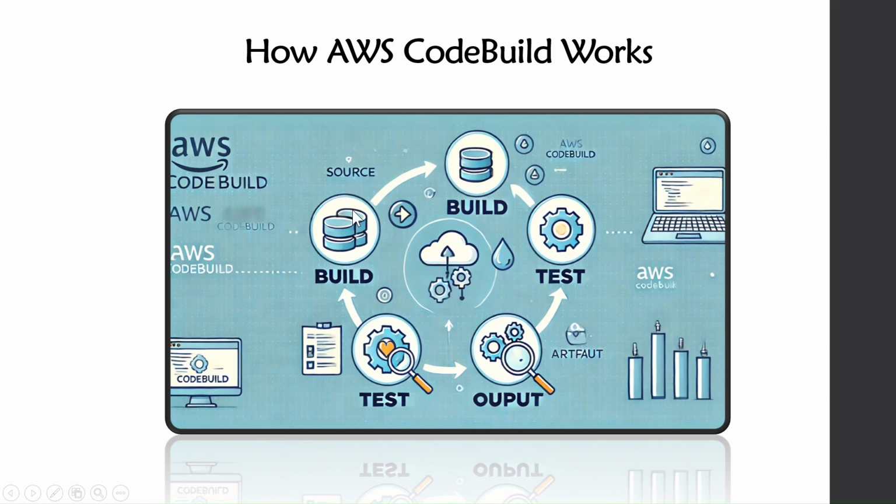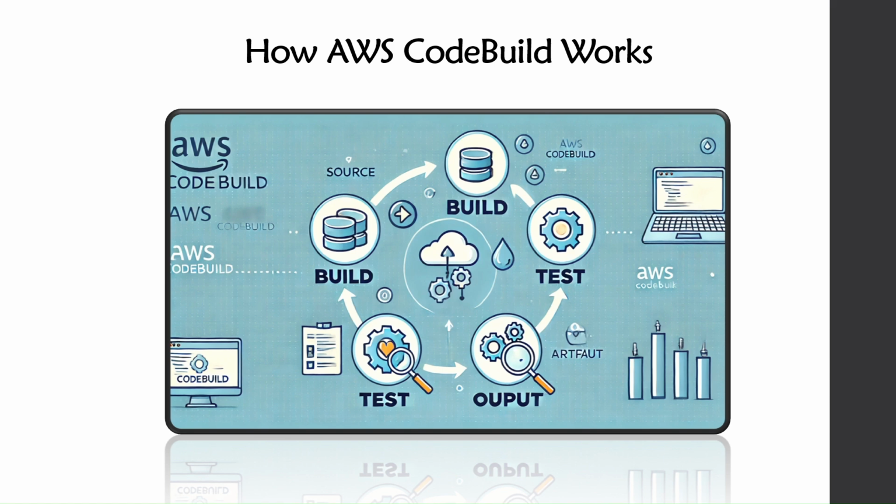Then first we have a source code and then it will build. And the next thing we have is a test, and we can get an output. So the first step is source. In the AWS CodeBuild process, it is fetching the source code.